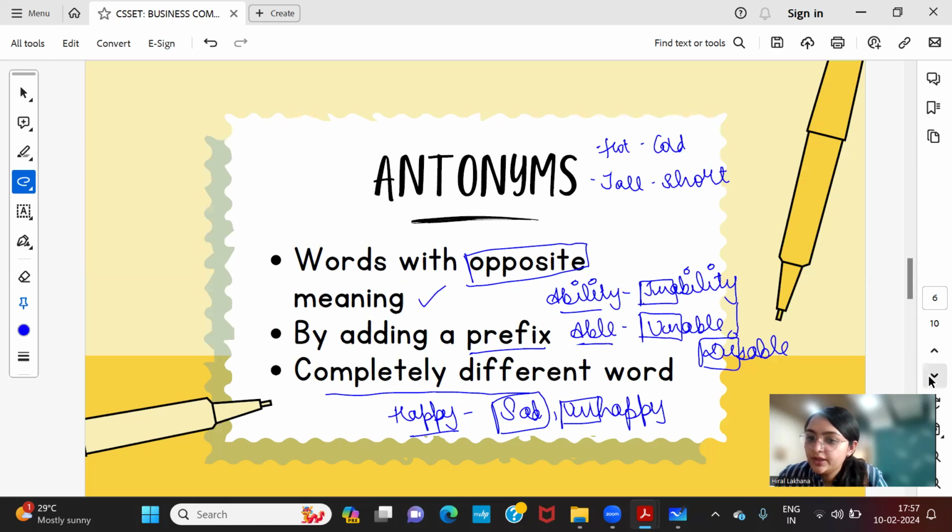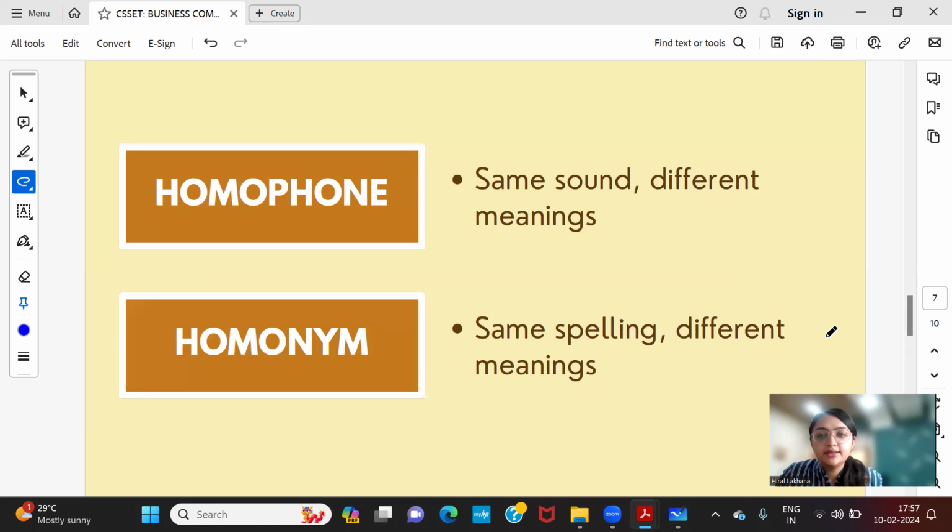The next part that we are going to deal with to understand the English language better is the use of these two types of words, that is homophone and homonym. So if we could see here, homophone. Homo is same and phone means sound. So homophones are the words with the same sound, but with different meanings. So let's understand with an example.